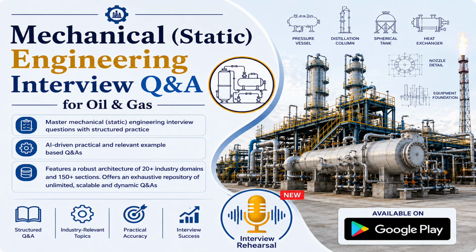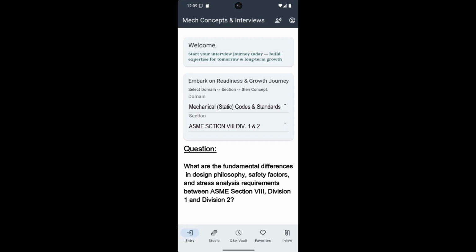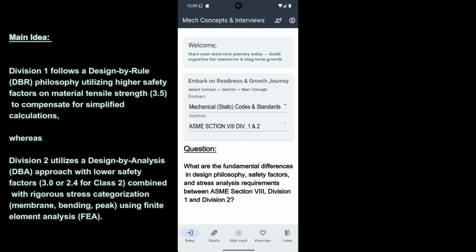I would like you to articulate the fundamental differences in design philosophy, safety factors, and stress analysis requirements between ASME Section 8, Division 1, and Division 2. Certainly. At a macro level, the distinction really comes down to how conservative your mathematics are versus how rigorous your physical analysis is. Okay, expand on that.